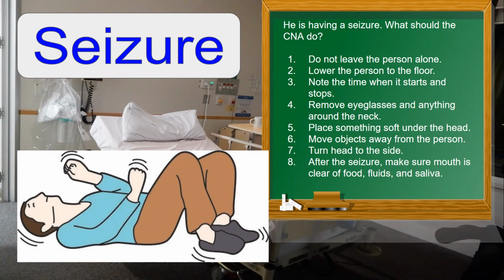Remove eyeglasses and anything around the neck. Place something soft under the head. Move objects away from the person. And after the seizure, turn the head to the side. Also make sure the mouth is clear of food, fluids, and saliva. This is what to do when a resident is having a seizure.